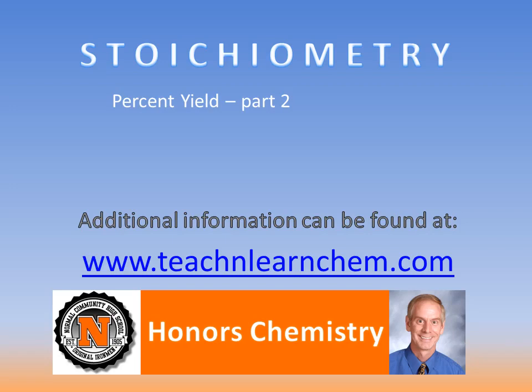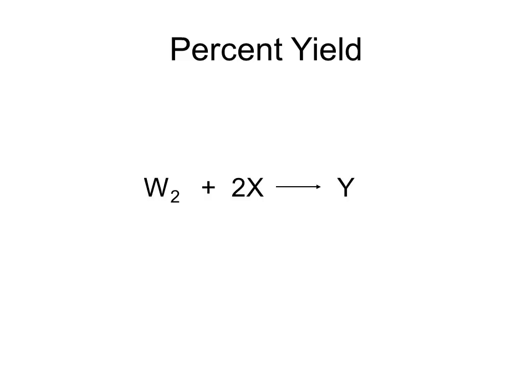Hello, let's look at another percent yield question. This one will be slightly more difficult than the previous one we've done, and you'll see as we work through why that is. We'll start with a generic equation that combines some made-up compound W2, it's actually a diatomic molecule, reacting with two X's to form something called Y.